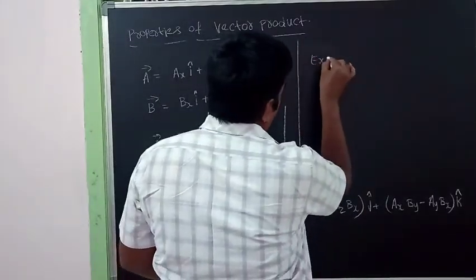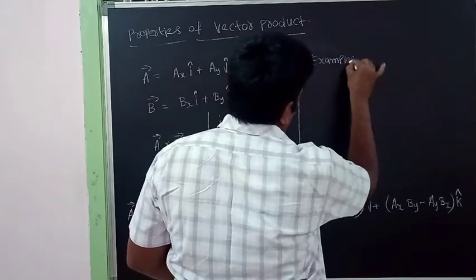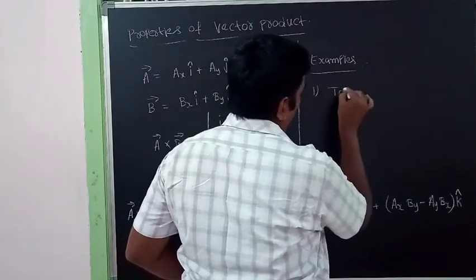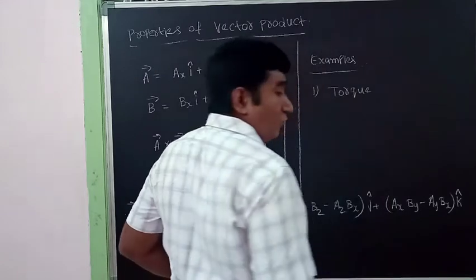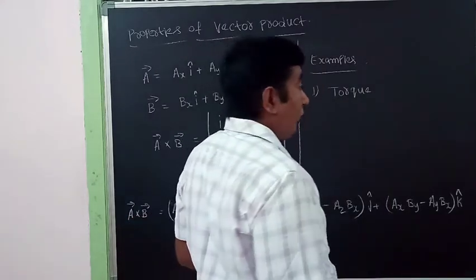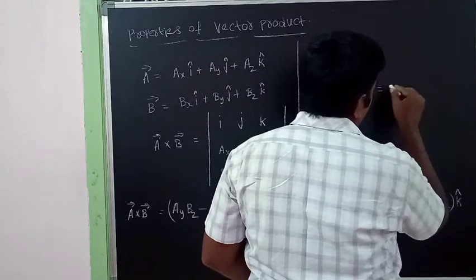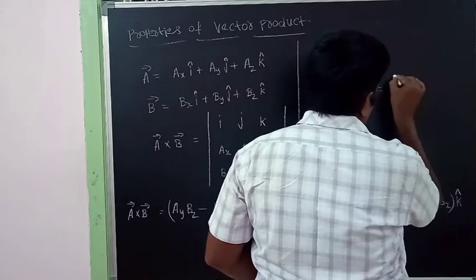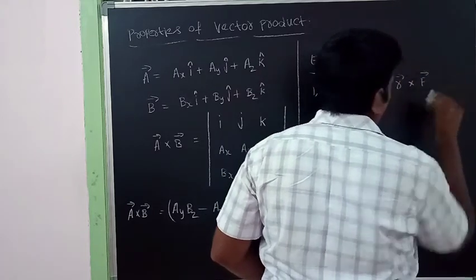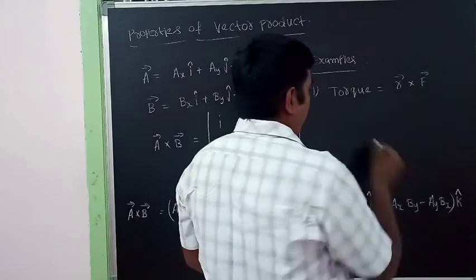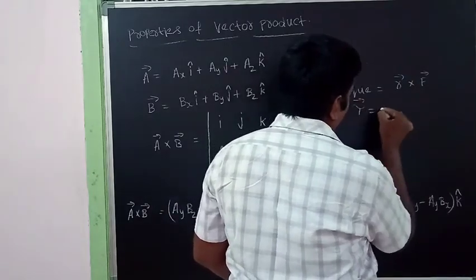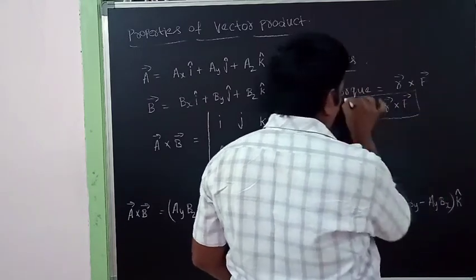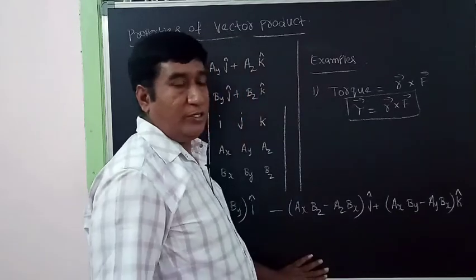So examples, which I can take. The first one is torque, a concept you are going to learn in rotatory motion. Torque is equal to r vector cross f vector, that is, perpendicular distance into force. This torque tau has both magnitude and direction. We can write it as r vector cross f vector, which has both magnitude and direction.